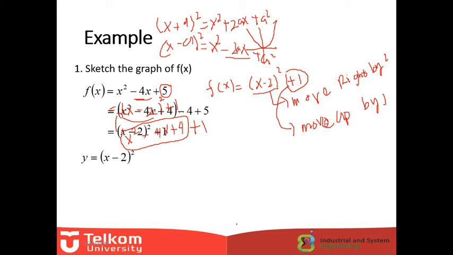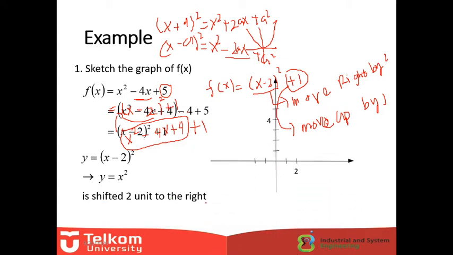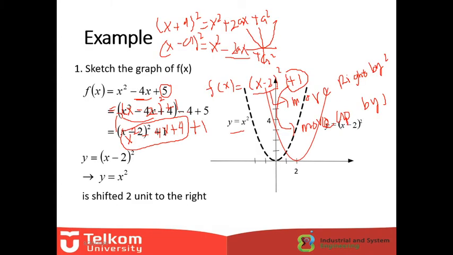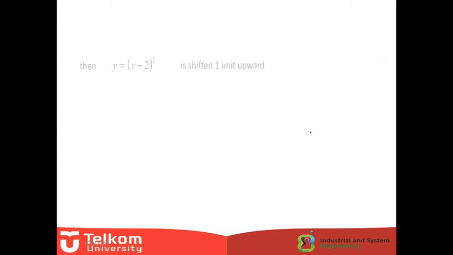So let us solve one by one. First we shift 2 units to the right. We have y equal f(x), y equal x square here. Since we have (x - 2) square, we shift 2 units to the right. Next, plus 1 means move up, so we shift 1 unit upward.